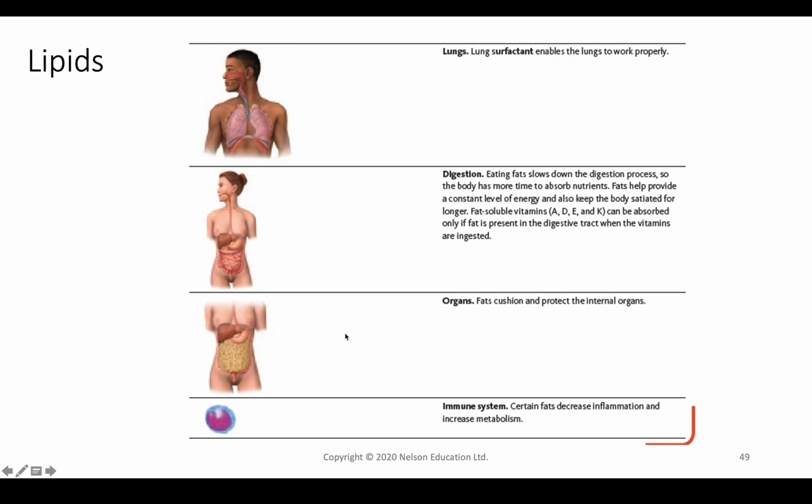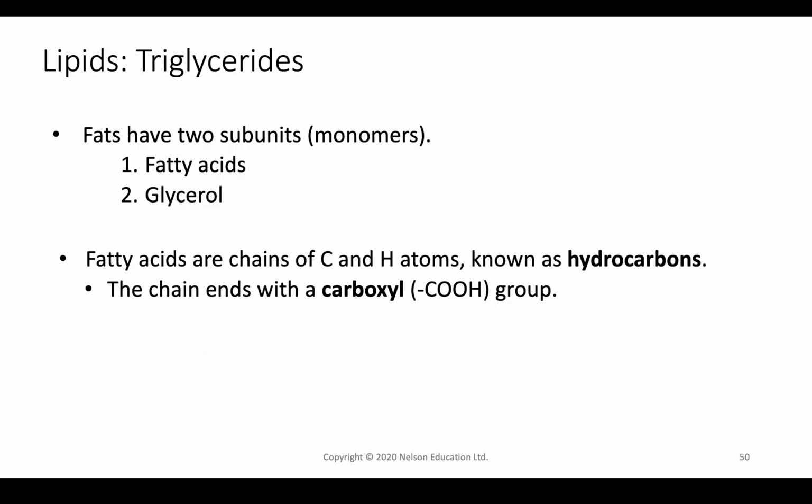And then also, we use fats as an internal cushion, a layer that helps us protect our internal organs from injury and also from pulling on each other, from having friction amongst one another as you twist and turn. We also use fats in our immune system to help with metabolism and decreasing inflammation. So as you can see, fats, lipids, waxes, and oils are going to be very important in the human body in multiple different organ systems.